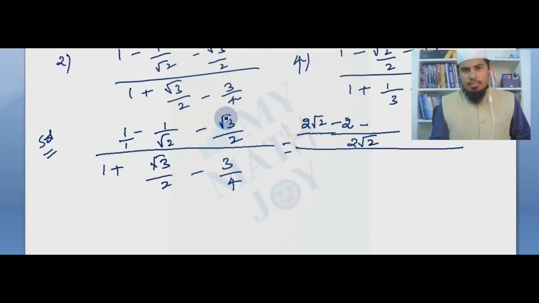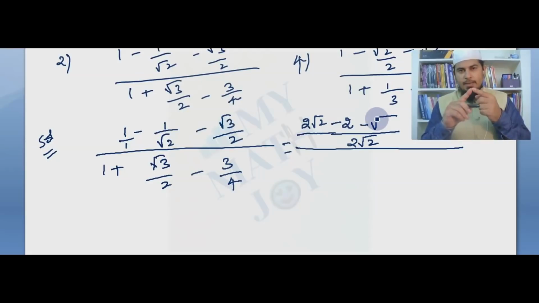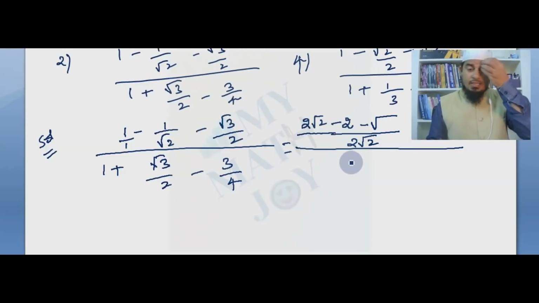Root 3 is already here and I got 2 in the denominator, extra root 2. So root 3 should be multiplied by root 2. Root and root, they have the same powers, they can be multiplied inside. Power I said because a root has power 1 by 2. Here also root 2 has power 1 by 2. The same powers inside you can multiply. Square roots can be multiplied inside. But square root and cube root cannot be multiplied.